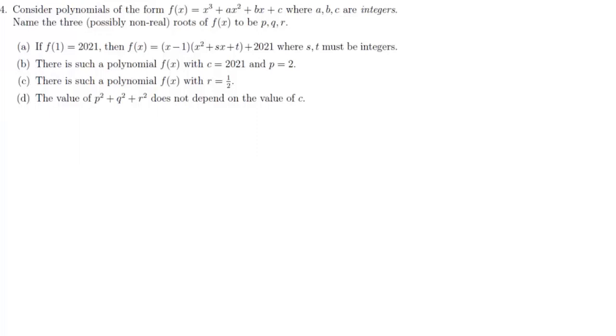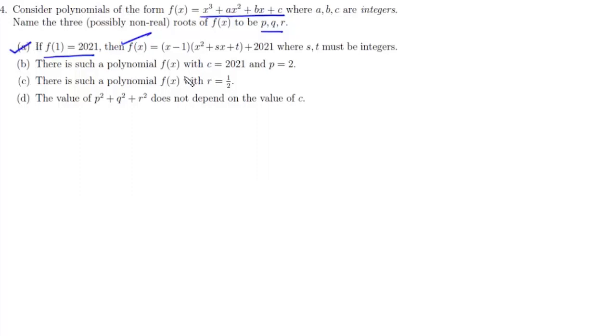Now here the question is, consider a polynomial of the form x cube plus ax square plus bx plus c, where a, b, c are integers. Name 3 possibly non-real roots of f(x) as p, q and r. Now the first one is, if f(1) equals 2021, then f(x) is (x minus 1) into (x square plus sx plus t) plus 2021, where s and t must be integers. Now this is nothing but the remainder theorem. If f(x) is divided by x minus 1, it leaves the remainder 2021, and since the leading coefficient is 1, we can express this f(x) as (x minus 1) into this quadratic expression x square plus sx plus t, plus remainder 2021. So this option A is correct.